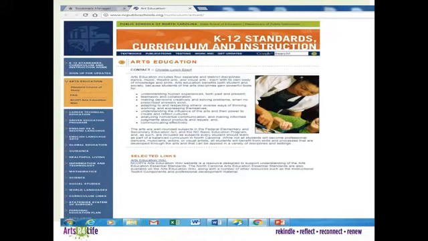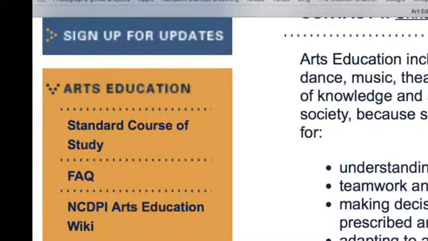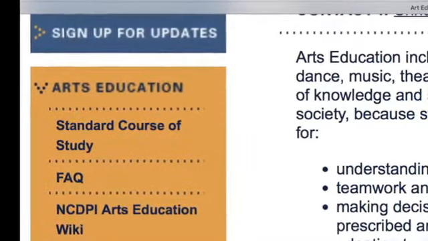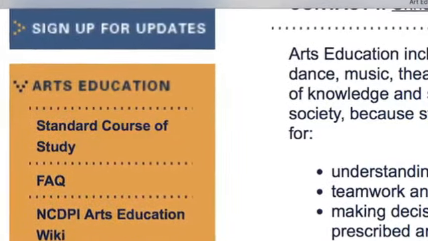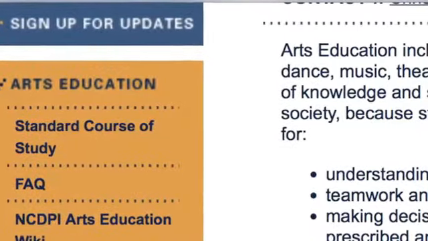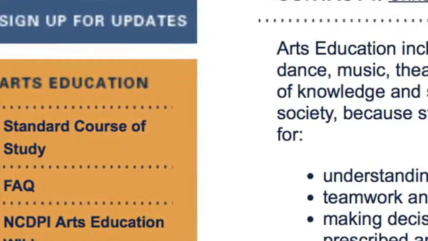So, what are we looking at now? This is the official NCDPI Arts Education webpage. To the left are links to the Standard Course of Study page, an FAQ section, and a link to our next resource, the NCDPI Arts Education Wiki space. If you want, stop the video now to go to the NCDPI webpage using the Google URL on the screen.